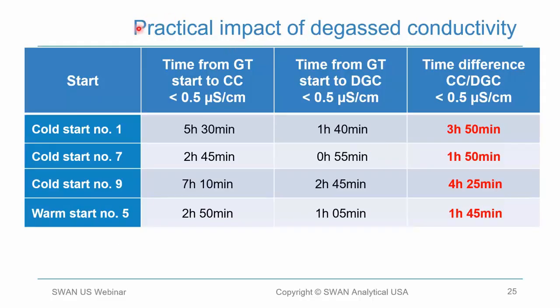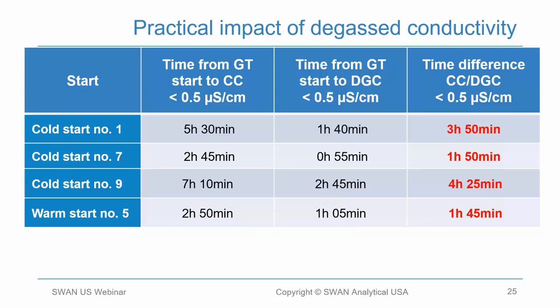So what is the practical impact of degassed conductivity on your operation? Well, here's 4 different case studies, 3 of which were cold starts and 1 was a warm start. In this first column here, it's the time from synchronization of the gas turbine start to when the cation conductivity was less than 0.5 microsiemens. The center column is time from gas turbine start to the time in which the degassed cation conductivity was less than 0.5 microsiemens, which, as you can see, was significantly less.